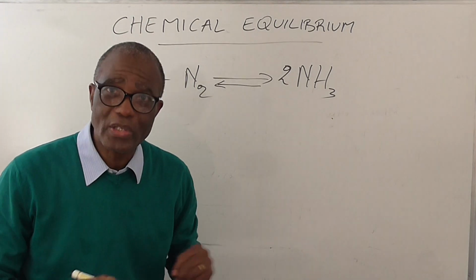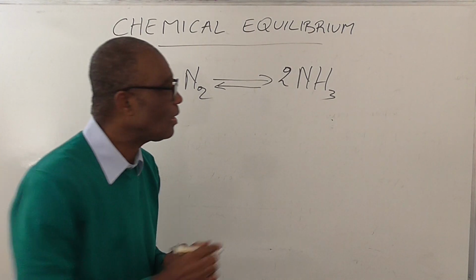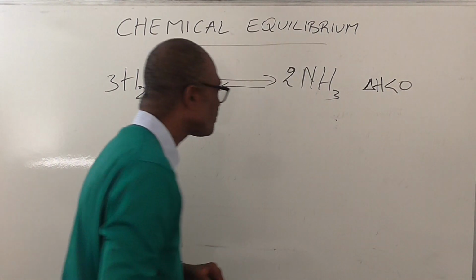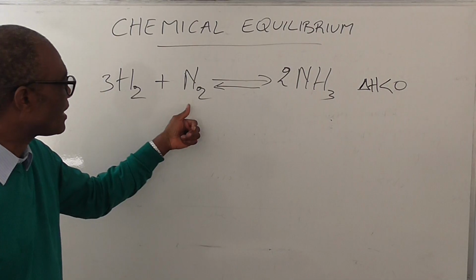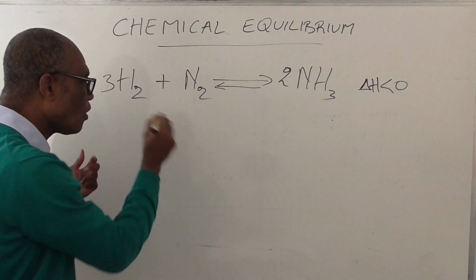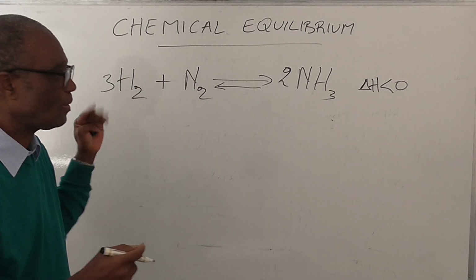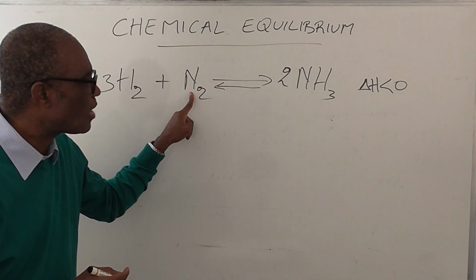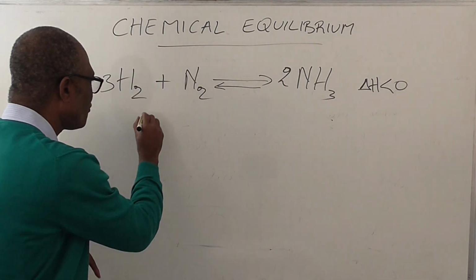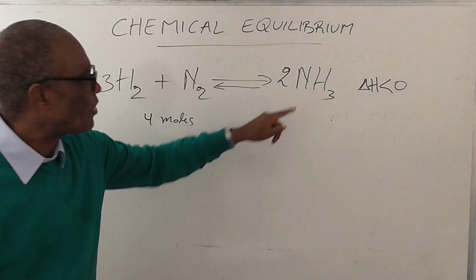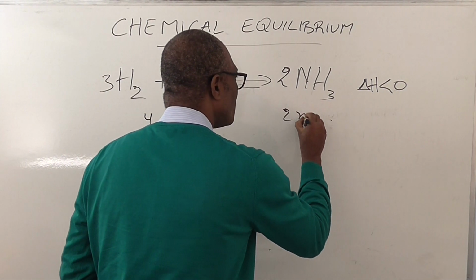This is an exothermic reaction. Okay, I go to the right. And we see that here, on the left-hand side, we have 4 moles: 3 moles of hydrogen plus 1 mole of nitrogen. We have 4 moles. And over there, we have 2 moles.